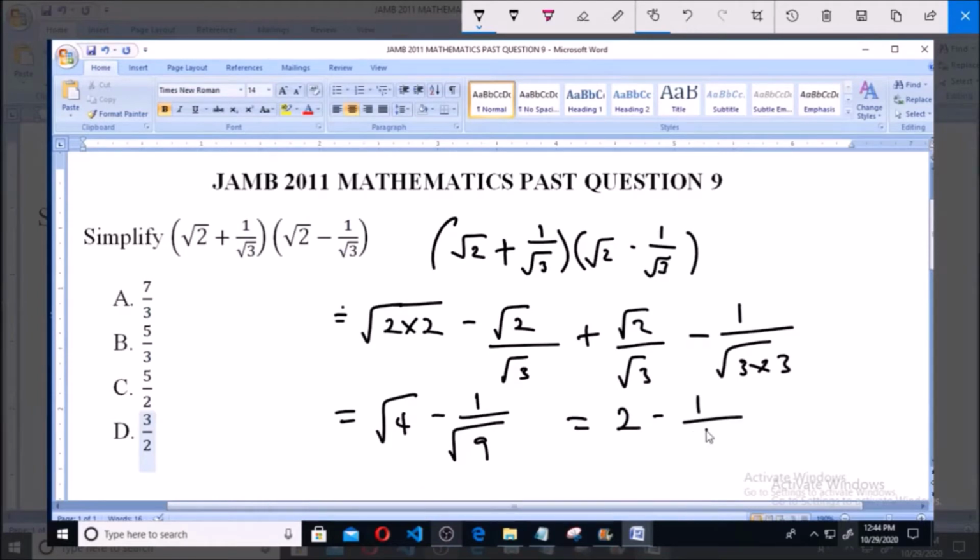So this is equal to √4, which gives us 2, minus 1 over √9, which gives us 3. Now since the denominator of the first term is 1, we can find an LCM. The LCM is 3. So 3 into 3 gives 1, multiplied by 2 gives 6, and 3 into 3 gives 1, multiplied by 1 gives 1. So this is equal to 5 over 3, and that is the answer to this question, which is option B, 5 over 3.